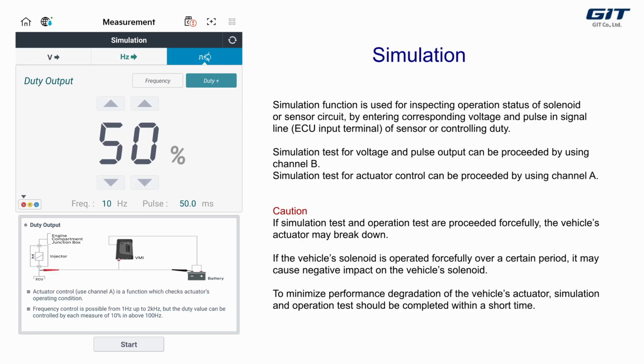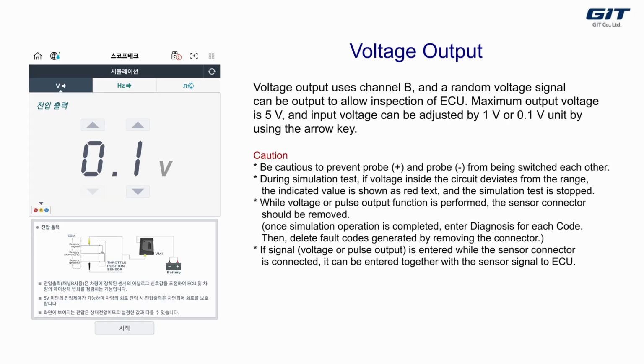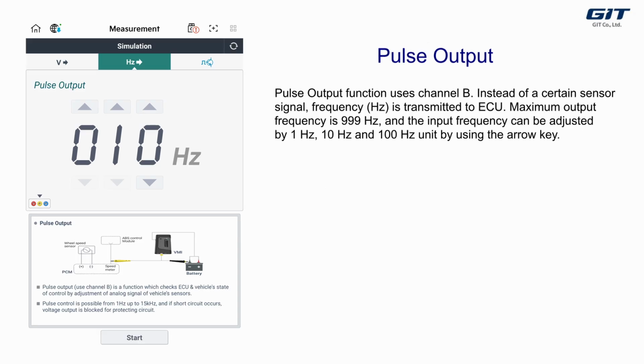The simulation function is used for inspecting the operation status of a solenoid or sensor circuit by entering the corresponding voltage and pulse in the signal line ECU input terminal of the sensor, or by controlling duty. Voltage output uses channel B, and a random voltage signal can be output to allow inspection of the ECU. Pulse output function uses channel B. Instead of a certain sensor signal, frequency in Hertz is transmitted to the ECU.